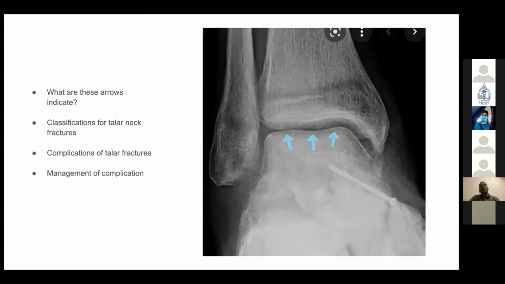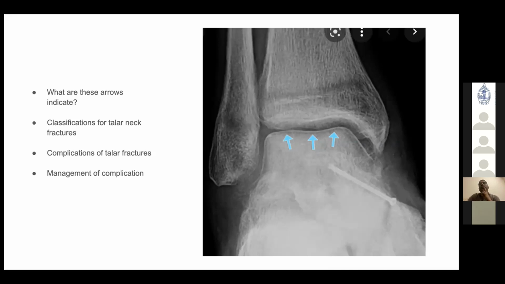So what do these arrows indicate? Next, who is going to take this? Dr. Shankar. Osteonecrosis. Subchondral sclerosis. Hawkins sign. Subchondral osteopenia. Yes, it is subchondral osteopenia. Subchondral bone density is reduced. It's not sclerosis, it's subchondral osteopenia. So what is that sign called? Hawkins sign.